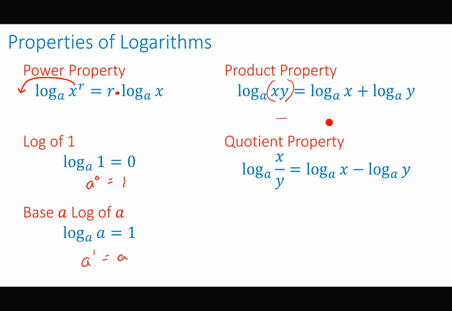And this property can go both ways. If you're given an addition where you're adding two logs together, then you could simply do one log and multiply your x and y. So you can use these properties in either direction.